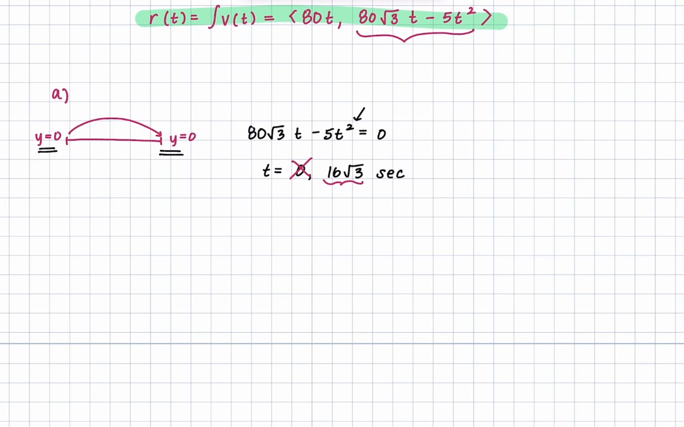Now we can use our x component in our position function to find the distance. So 80 times 16 root 3. I'm just plugging this time into our x to get the position for x. So when I plug this into my calculator, I'm going to get 1,280 times root 3 meters, which is also approximately 2,218.2 meters. So that's our answer for part A.